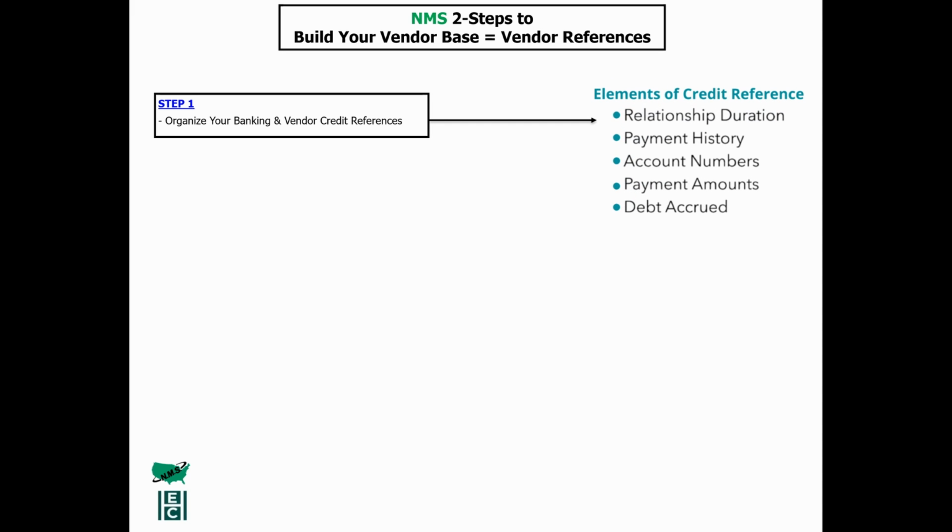Your vendor credit references are basically your vendor's ability to communicate the relationship duration that you've had with their organization. They will also communicate your payment history by way of your account numbers that you establish with their organization, the payment amounts that they bestow upon you. That is the total line of credit that they offer to your organization, and then the debt that you've accrued over the period of time that you've had the relationship with them, and your propensity to pay on time. All this information is basically saved within their credit department, and it will be information that's provided to another vendor that you may be wanting to establish a line of credit with.